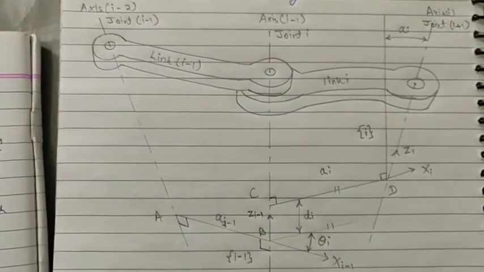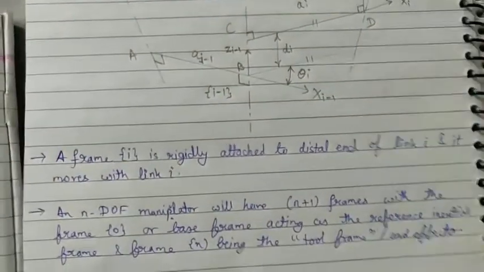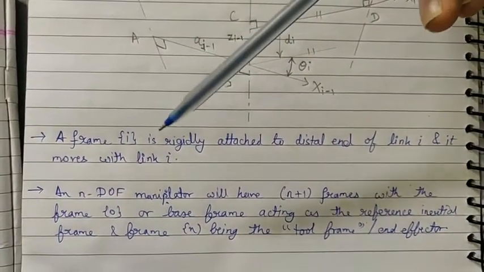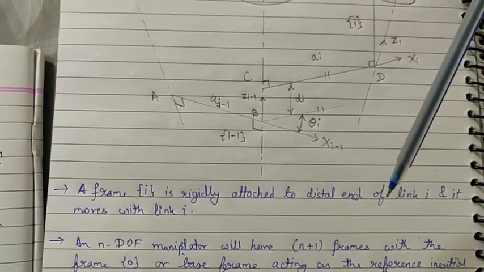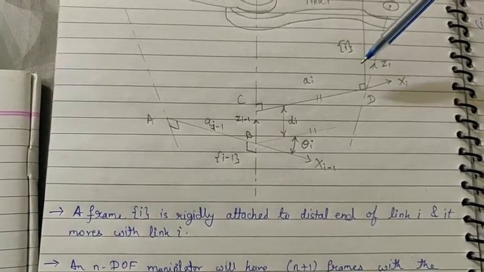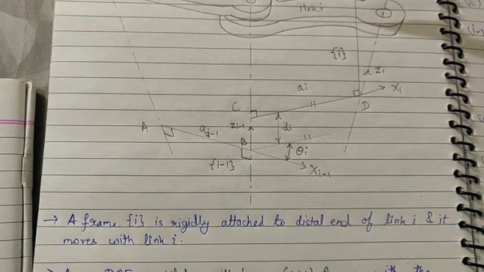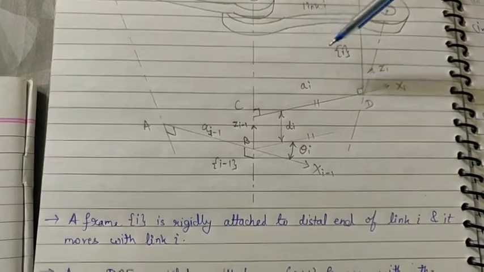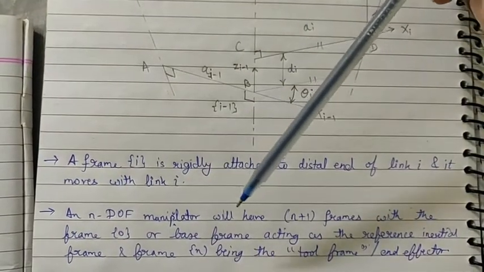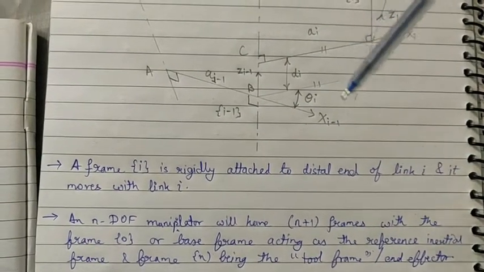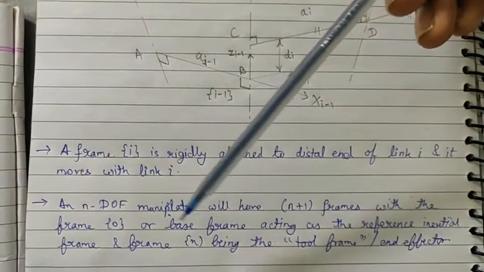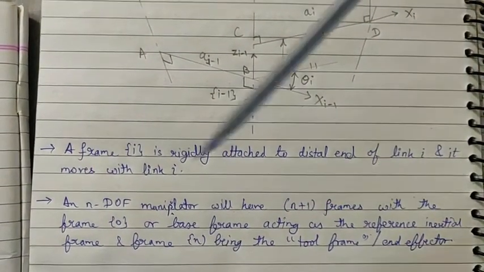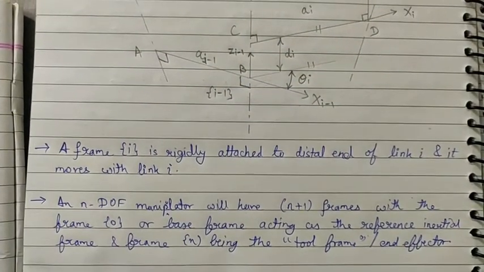Let's see what the Denavit-Hartenberg notation says. A frame I is rigidly attached to the distal end of link I and it moves with link I. The frame I is rigidly attached at the end of the link, and it moves with link I. An n-degree manipulator will have n+1 frames, with frame 0 acting as the reference inertial frame and frame n being the tool frame or end effector.